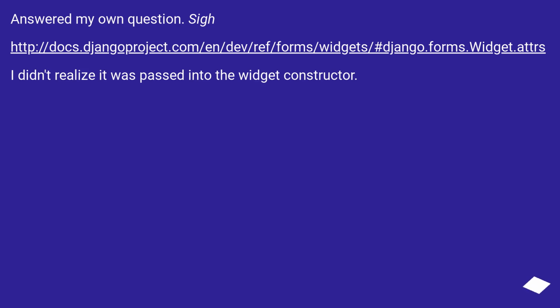Answered my own question. Sigh. This URL. I didn't realize it was passed into the widget constructor.